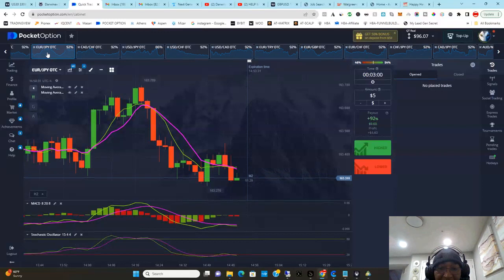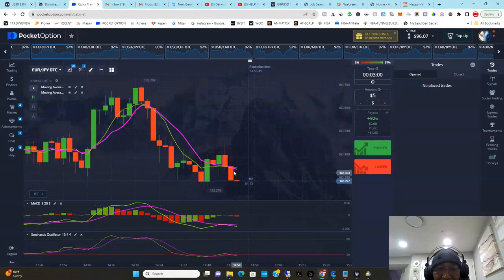All right, let's look at this, guys. You can see the stochastic oscillator is strongly in the oversold position here. The MACD lines are below the histogram, and if they cross facing up and the green candle forms, and then these ones cross facing up, then we're going to enter this trade.